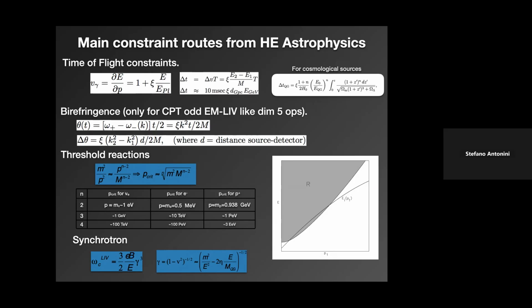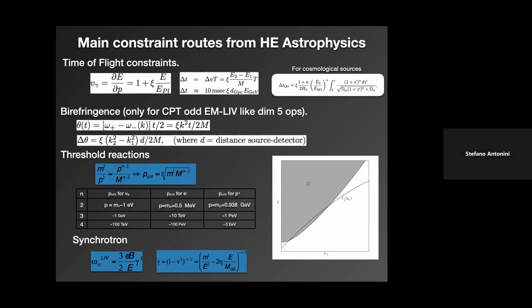You have birefringence. If you have CPT odd Lorentz violation, you have Faraday rotation in vacuum. If you have linearly polarized light composed of different frequencies, over time they will rotate by 90 degrees and you will lose polarization. If you see polarized light from astrophysical sources, you can cast a very effective constraint.